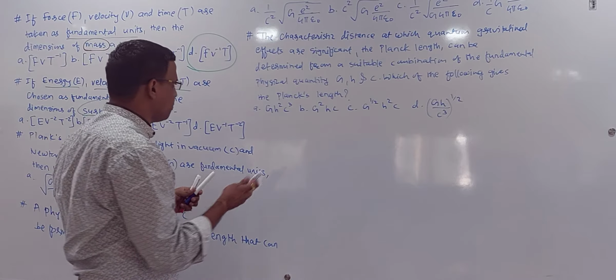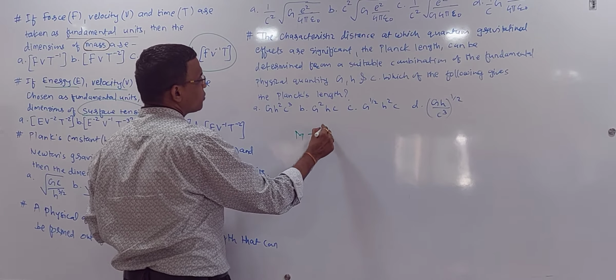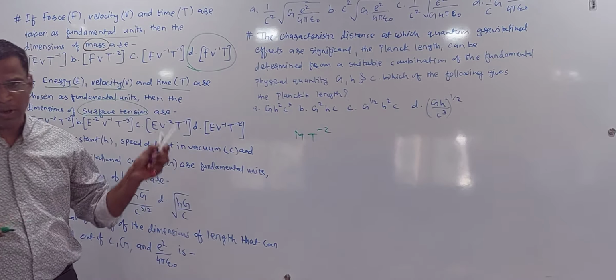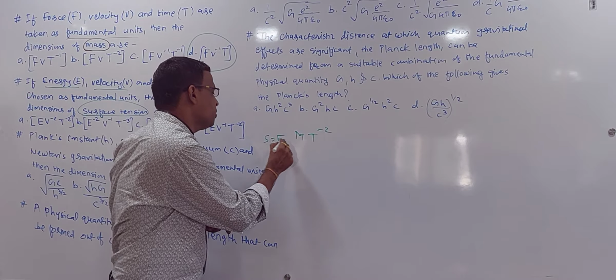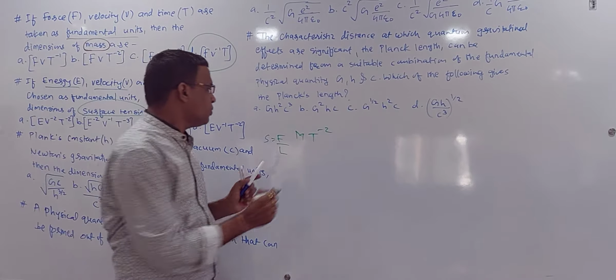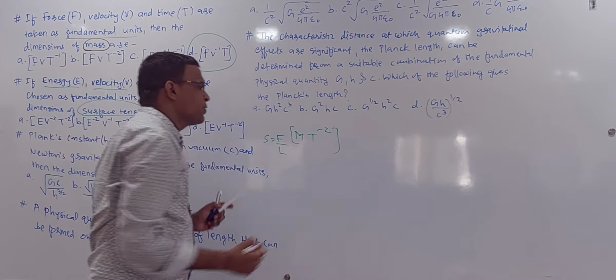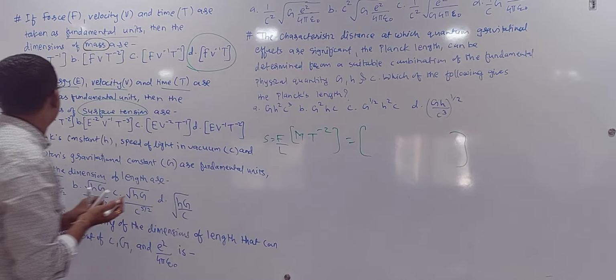So force is something which I have taken right now: M1 L1 T minus 2. So surface tension will be M T minus 2, because L1 upon L, since surface tension is force per unit length. So L1 gets cancelled with this. So we have surface tension as this. I have to equate this with this.